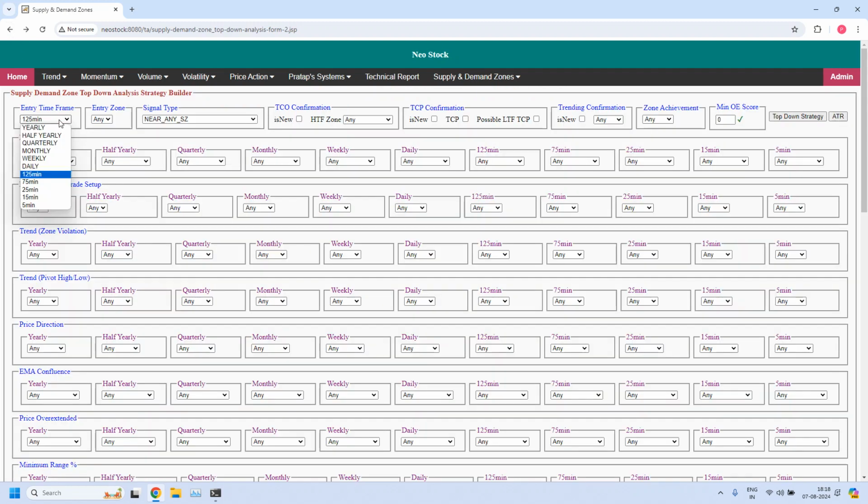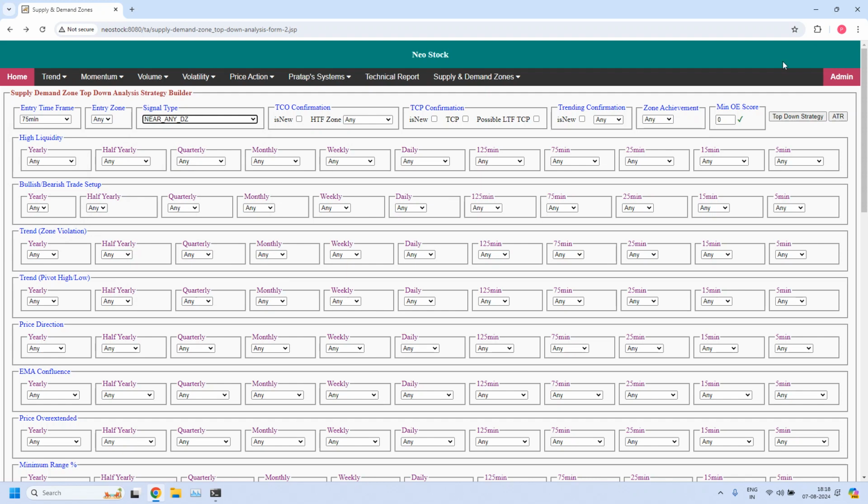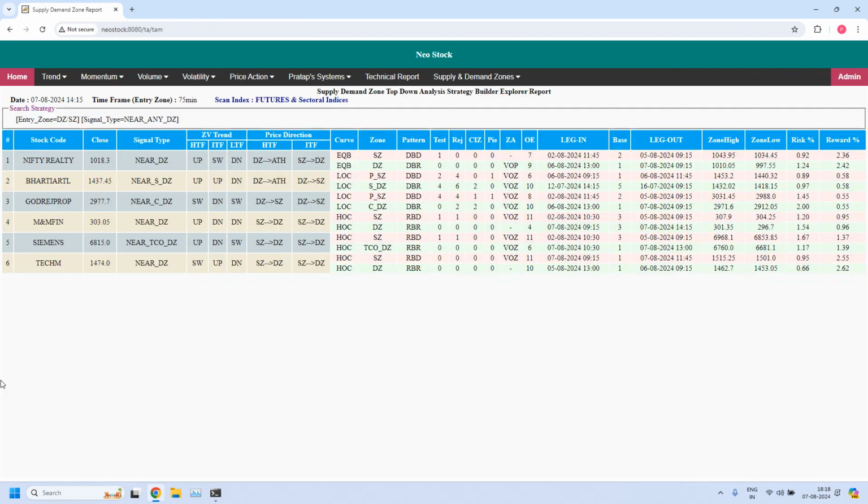Going back and changing the time frame to 75 minutes. So for 75 minutes time frame, let us find the stocks near 75 minutes demand zone. 6 stocks are filtered near to the 75 minutes demand zone. Let us identify high liquidity 75 minutes demand zones. So Bharti Airtel is still valid. Already we have seen Bharti Airtel came near to the zone, fine-tuned 5-minute zone. I have explained everything in today's analysis video. It's a very important video.